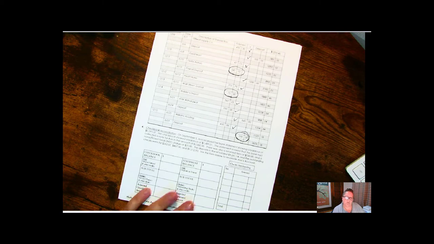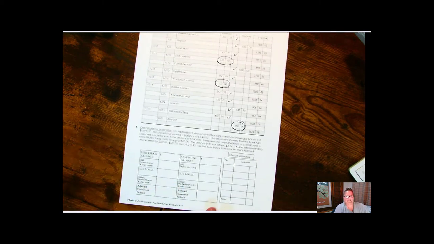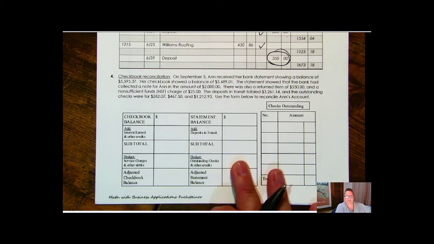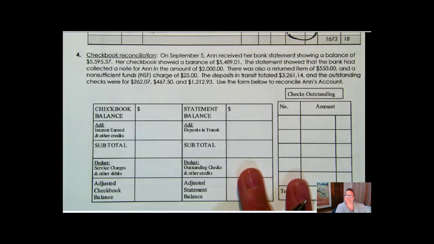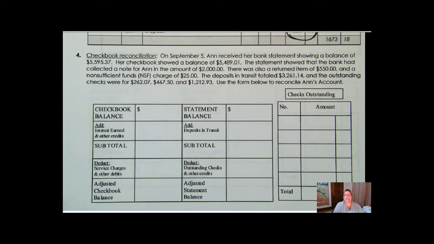And problem number 4 is doing a reconciliation when all you have is an information paragraph. So it's just going to be another reconciliation. It's just a slightly different way of doing it. I call it the alphabet soup way. Basically, you're going to get a paragraph of information.